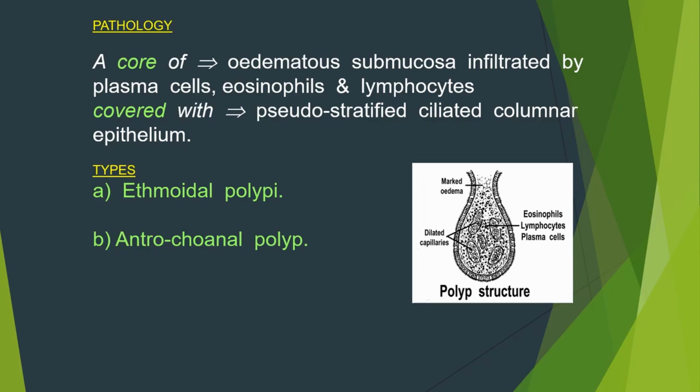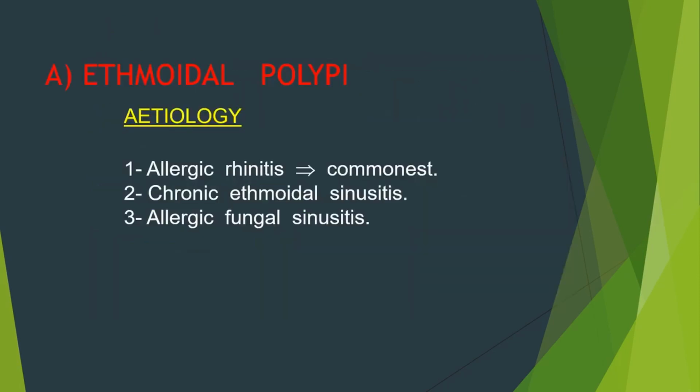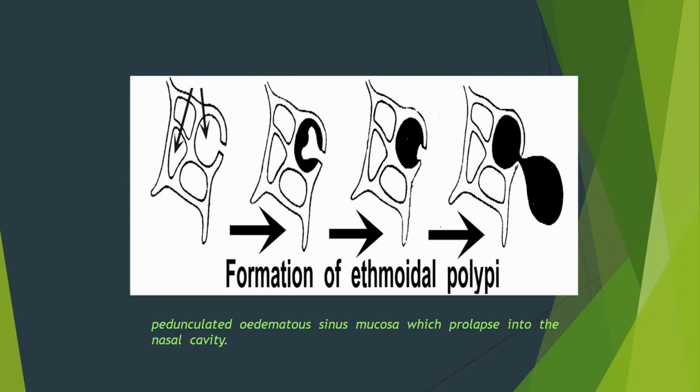The types are ethmoidal polypi and antrochoanal polyp. The ethmoidal polypi usually happen in allergic rhinitis, which is the commonest, chronic ethmoidal sinusitis due to infection, and allergic fungal sinusitis. We discussed allergic fungal sinusitis before. Here in this figure it shows the formation of the ethmoidal polyp, the pedunculated edematous sinus mucosa, which prolapses into the nasal cavity.